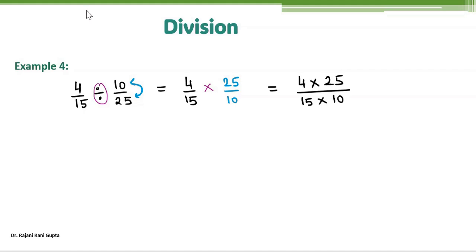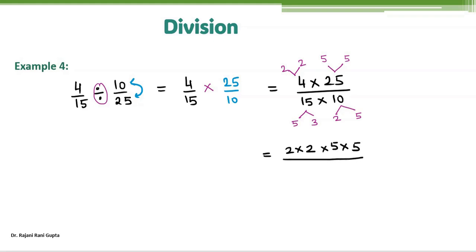Try to simplify them. 25 we can write 5 times 5. 15 we can write 5 times 3. 10 we can write 2 times 5. So in any of these numbers 4 is not appearing. So it means we need to factorize 4 as well. Okay. So writing down this, what we get, in place of 4 we write 2 times 2. And then for 25 we write 5 times 5 in the numerator. In the denominator, in place of 15, we write 5 times 3, and in place of 10, we write 2 times 5.